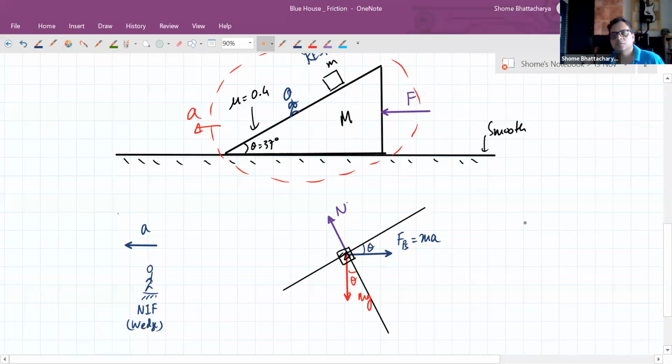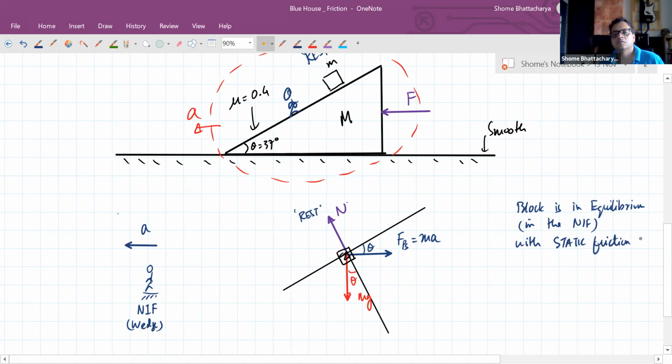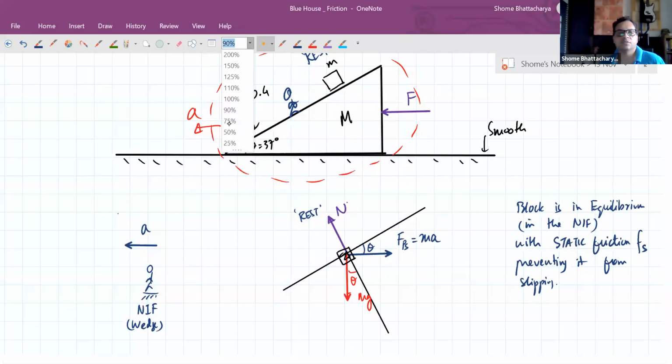So first of all, in this frame the block is at rest. So the block is in equilibrium in the non-inertial frame with static friction Fs preventing slipping. Okay. Now we have to understand how static friction is acting, what is the tendency of slipping.